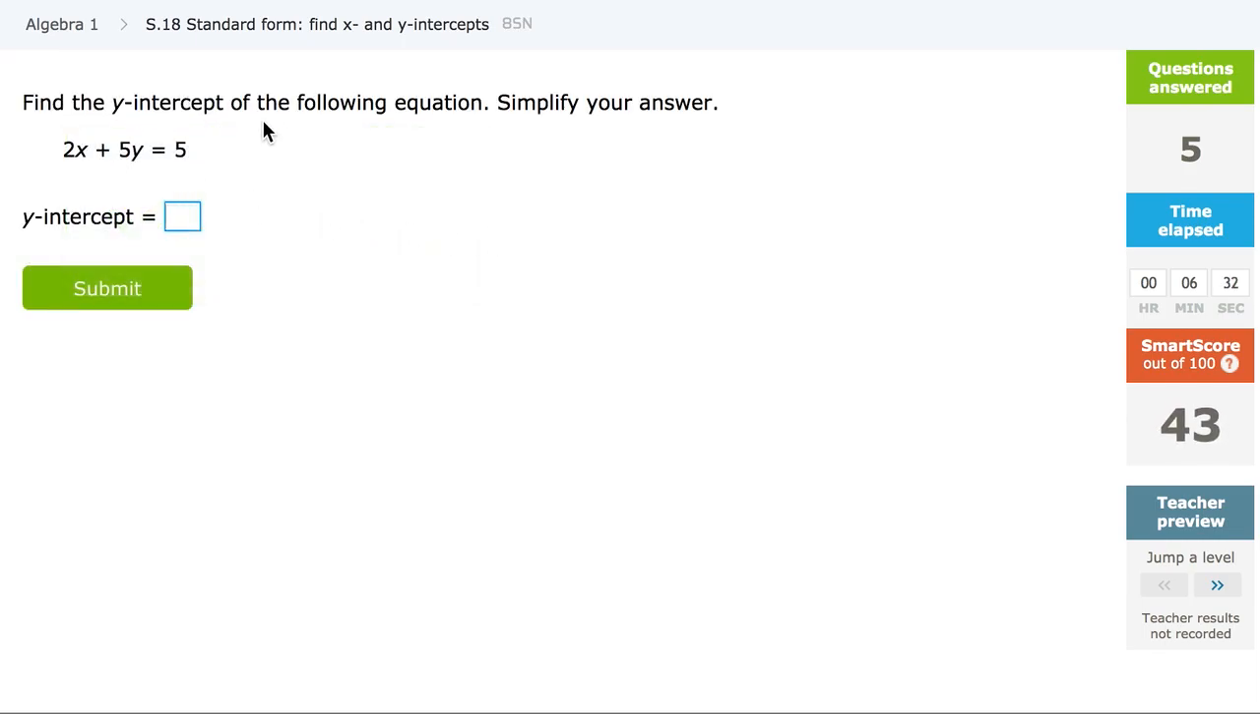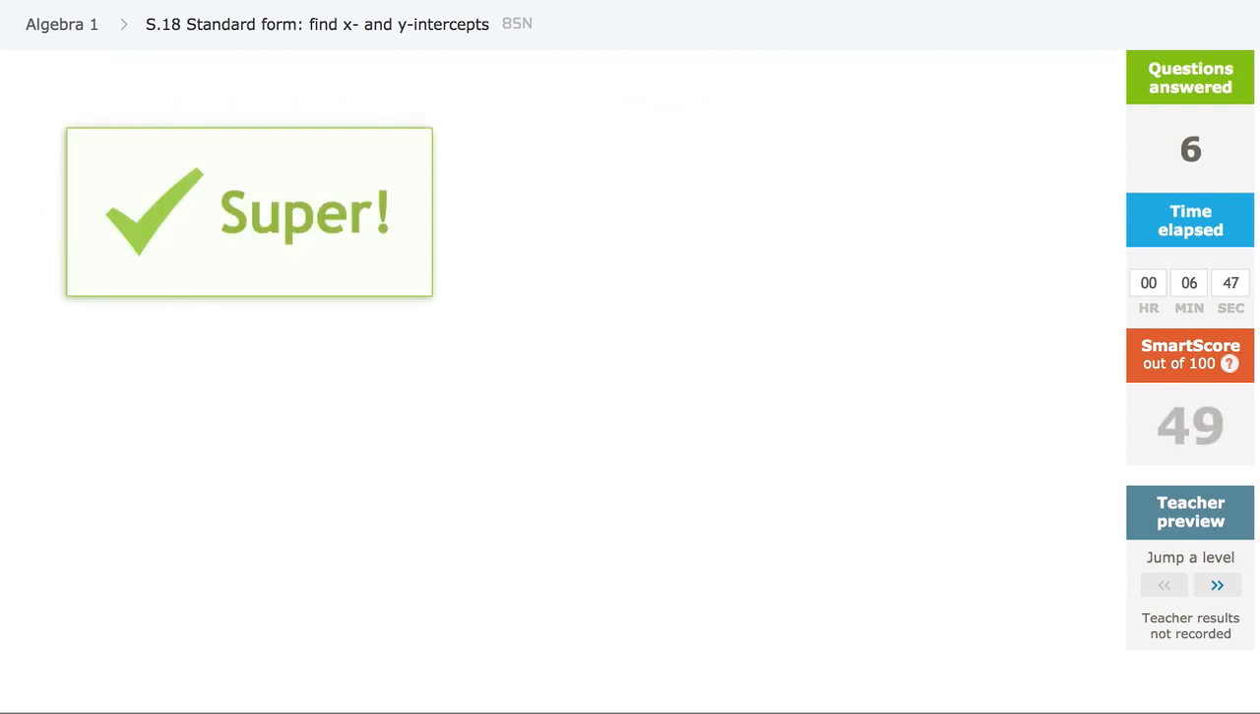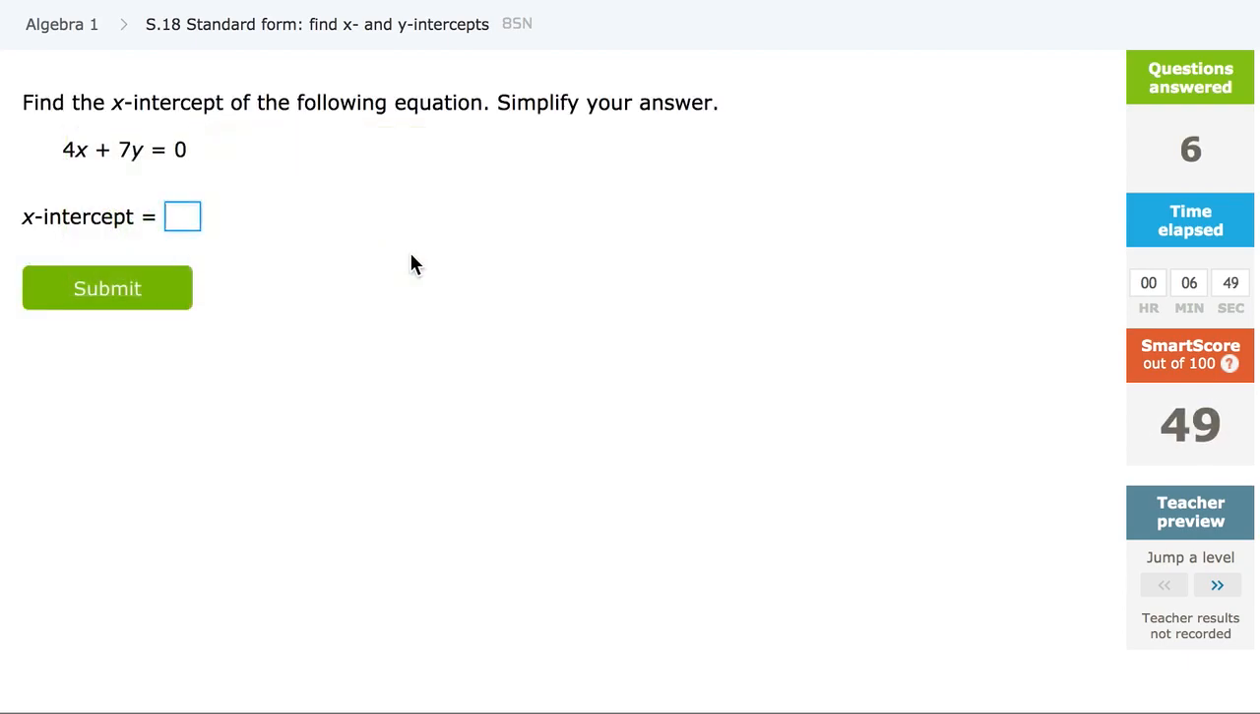Find the y-intercept of the following equation. Okay, y-intercept. So we take this 5 divided by the coefficient of y, which is 5 divided by 5, 1. Again, don't type 5 over 5 because that is not simplified. You will be marked incorrect and have to do some more problems. Nope, there's the 0 again. 0 divided by the x-intercept is, we're looking for the coefficient of x, 4. So 0 divided by 4 gives us an x-intercept of 0.